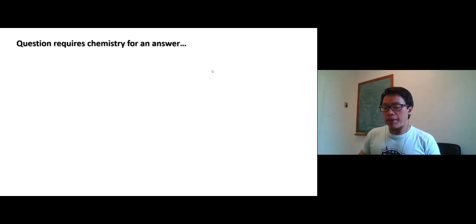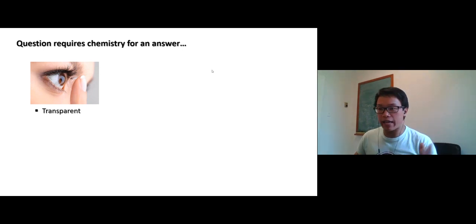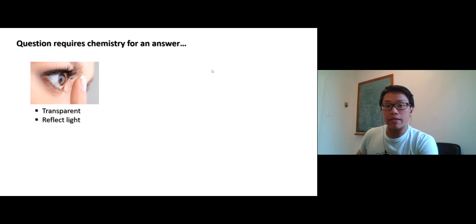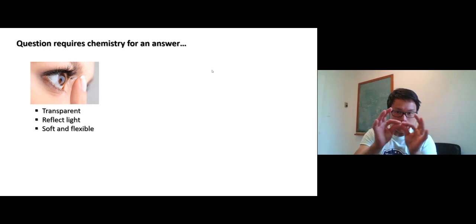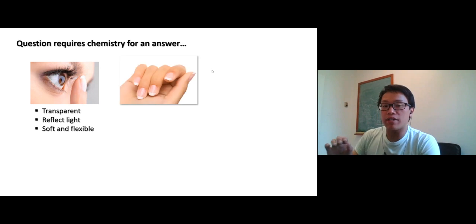I'll give you some examples of something that requires chemistry to answer. Let's talk about the property of the lens in your eyes. If you're not familiar with it, just imagine your contact lens. What are the properties of a contact lens? A contact lens is transparent, right? Everyone knows that light can go through it. Soft and flexible. You can bend it a little, pull it apart a little. They're soft and flexible.